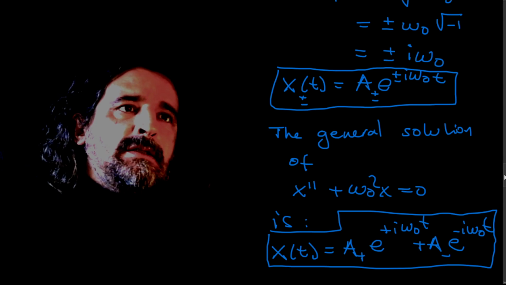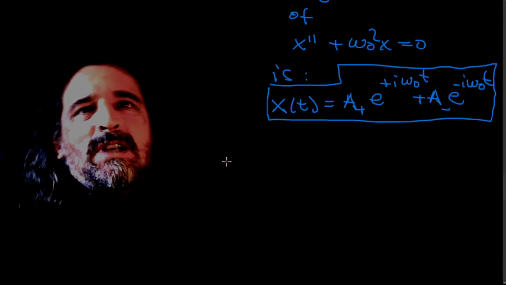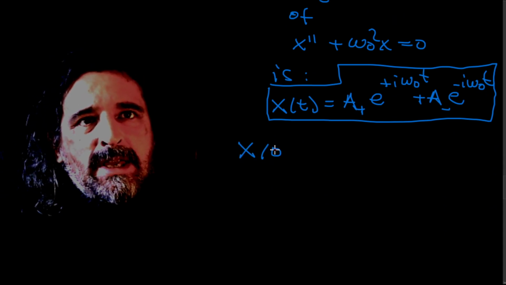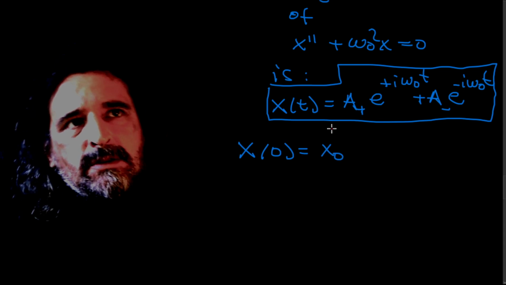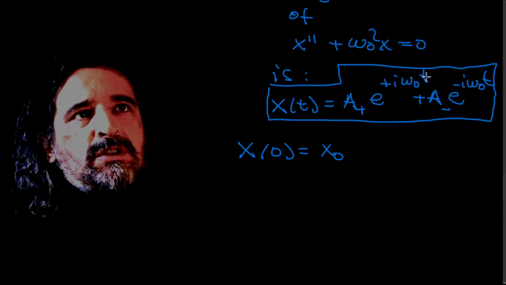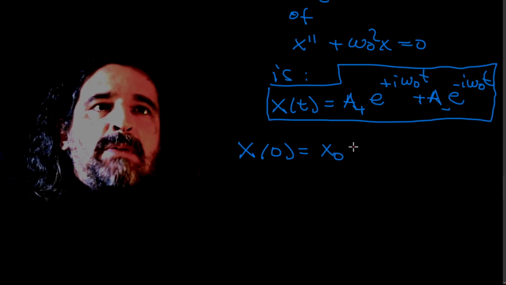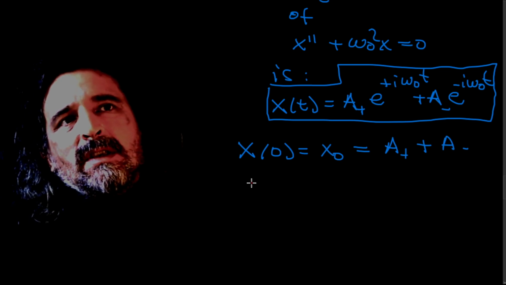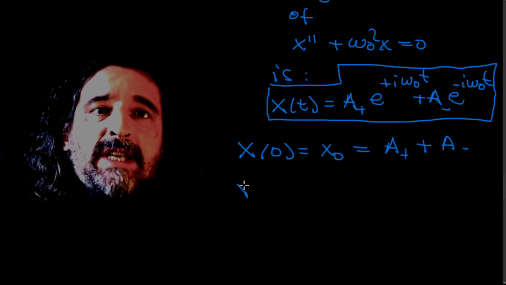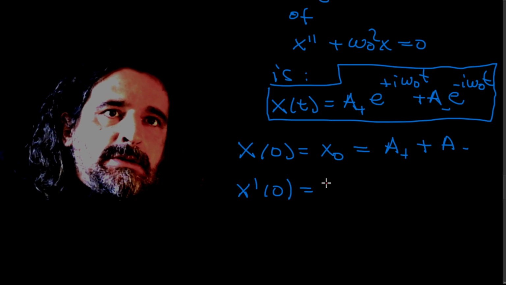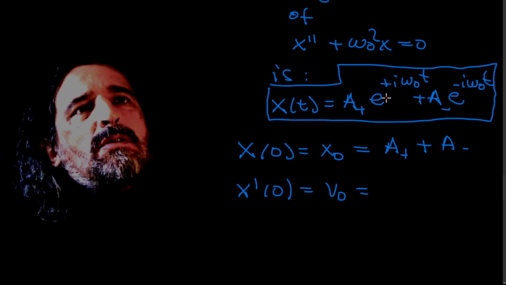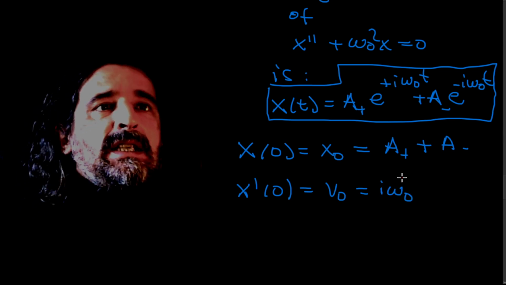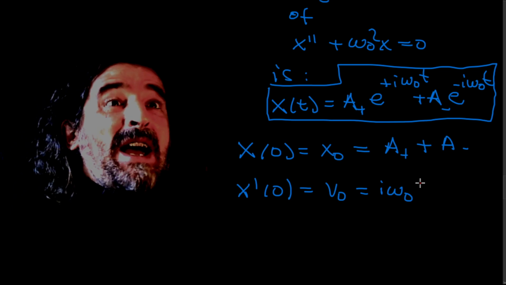We need to find a plus and a minus, right? How to do this? Well, we have the initial conditions. x of 0 is equal to x naught. So you put t equals 0 here, and a plus plus a minus is x naught. And then v naught, x prime of 0, is v naught, and that is equal to i omega naught times a plus minus a minus.